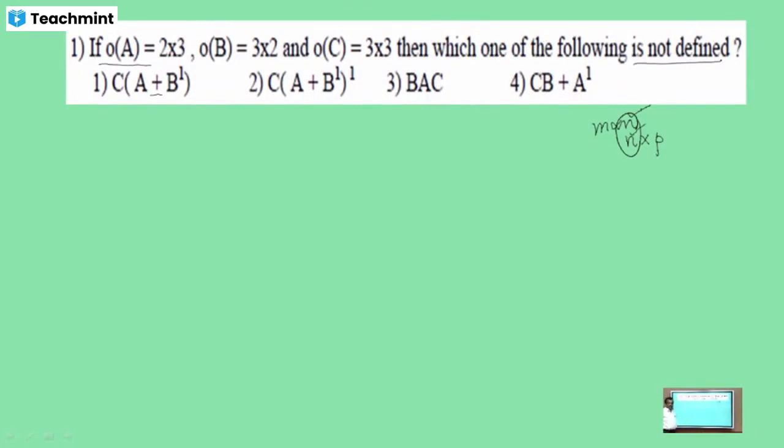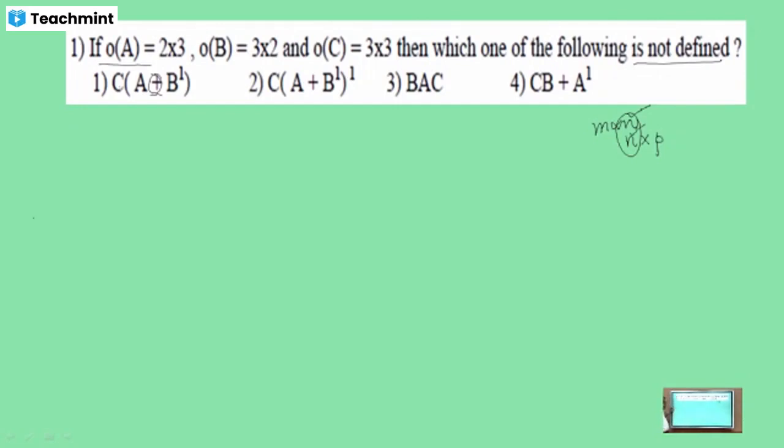Correct? Here there are two operations. One is addition, another is the multiplication. So for addition, what should it be? They must be of the same order. For multiplication, what should it be? Number of columns in the first matrix is equal to number of rows in the second matrix. So we'll check one by one now.